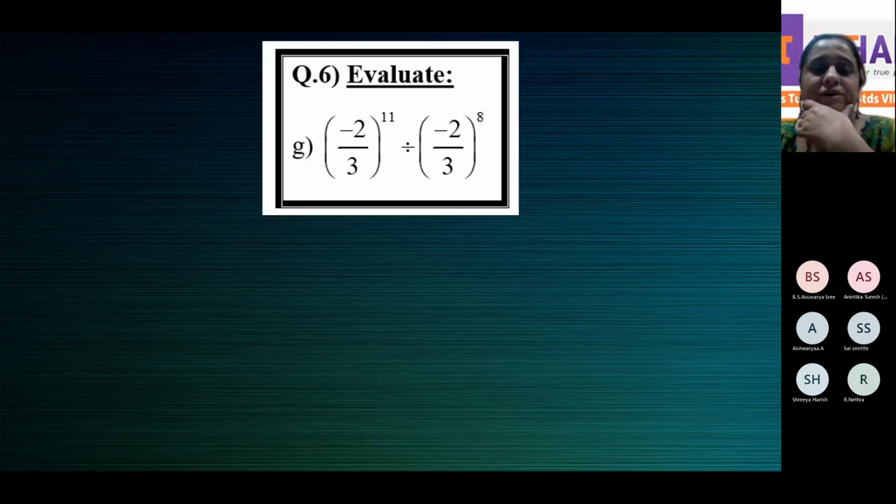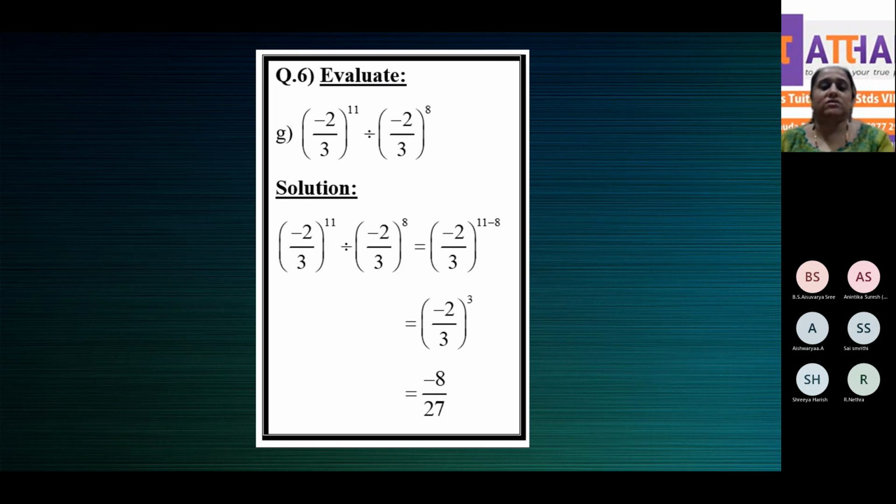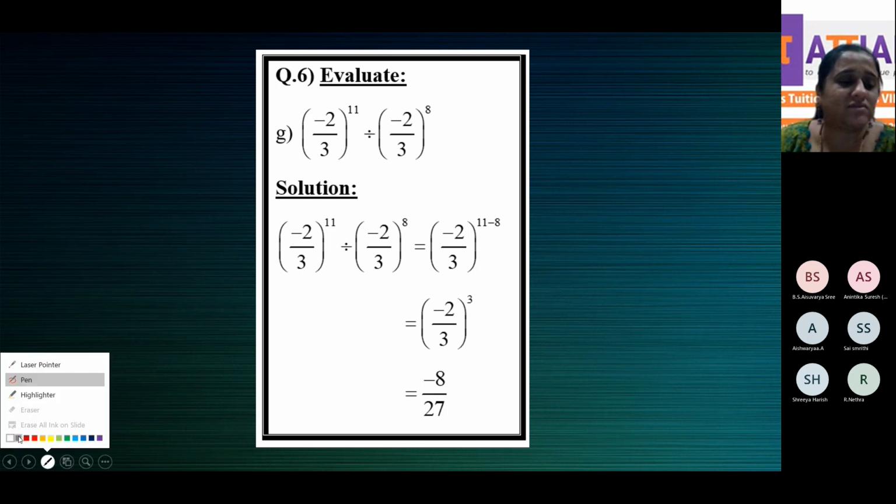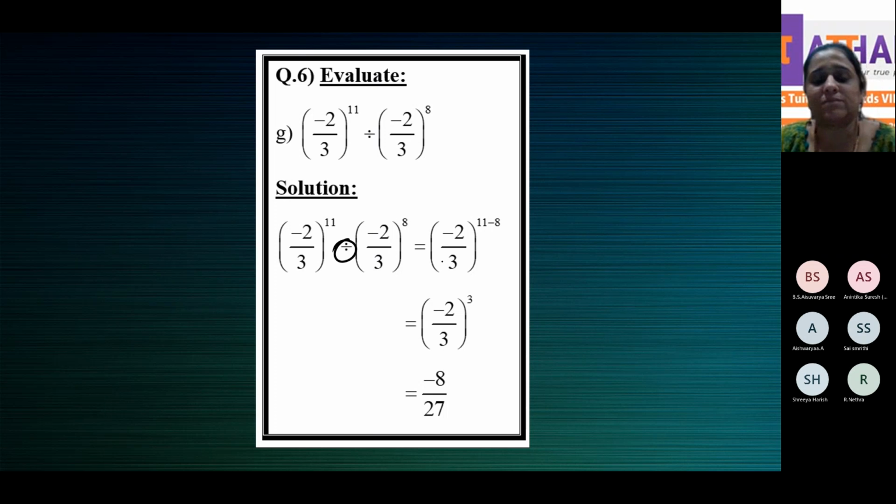Done. Okay. And here you can use a rule. The bases are the same and it's division, so you subtract the powers. The base is minus 2 by 3. Write the base once, minus 2 by 3 once, and subtract the powers: 11 minus 8, which is 3.